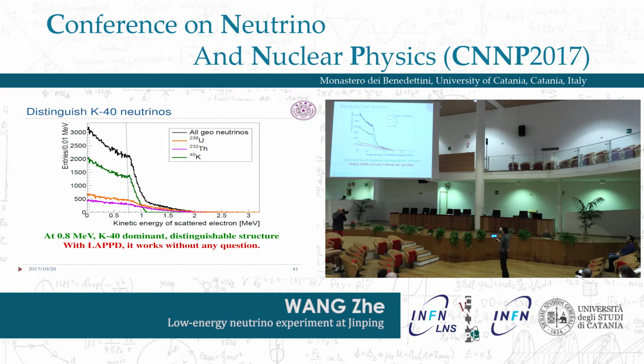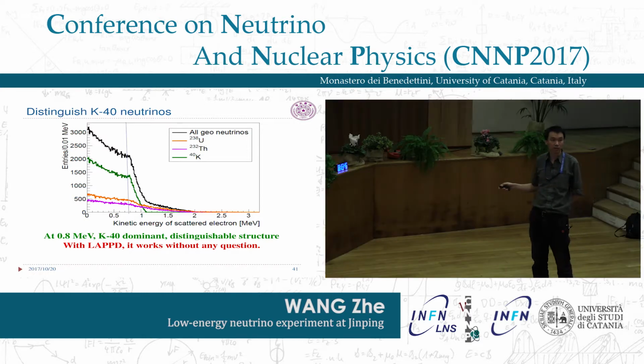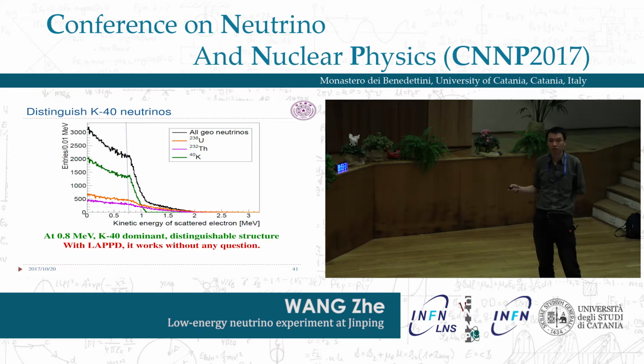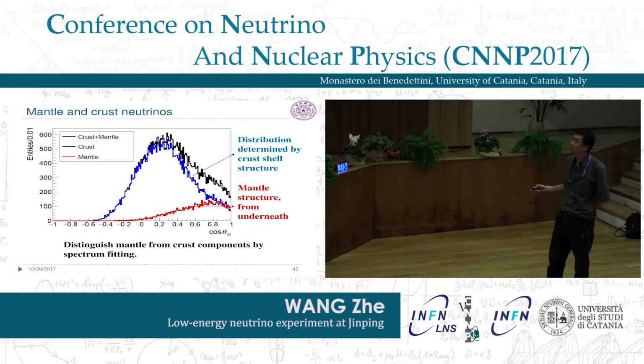So how do we distinguish the potassium-40 neutrinos beyond this solar angle cut? The potassium-40 neutrinos have a distinguishable structure. This basically comes from the decay structure. One way is, for example, with one of the advanced detectors called LAPPD, which has a timing precision of about a picosecond. I think this works without any questions. If we want to use PMTs, then we probably still have some work to do, or we want to investigate more recipes for slow liquid scintillator.